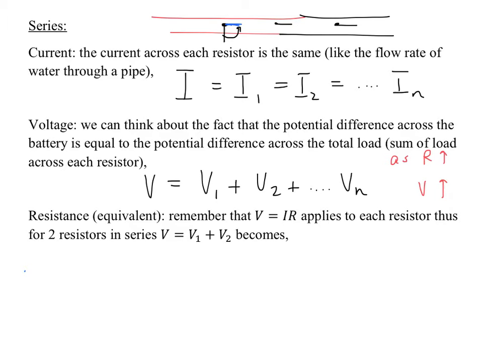So if I have a battery that provides 9 volts, and the first bulb uses 7 volts, how much is left for the second bulb?